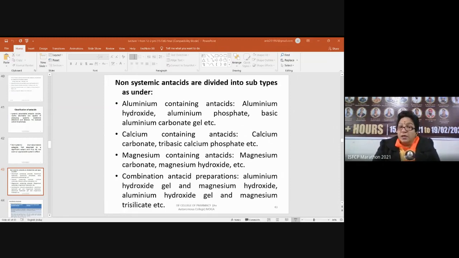But on the other side, systemic antacids have cationic groups that do not form insoluble basic compounds with HCO3 minus. Non-systemic antacids do not produce metabolic alkalosis because they do not enter the circulation, so it will ultimately not lead to alkalosis. But at the same time, the HCO3 can be absorbed producing a metabolic alkalosis. These are the systemic antacids.